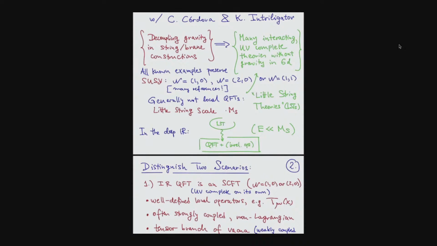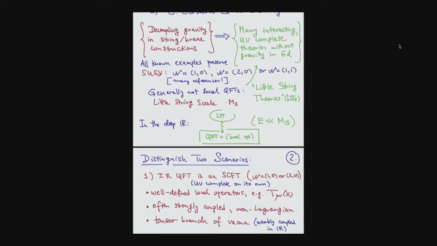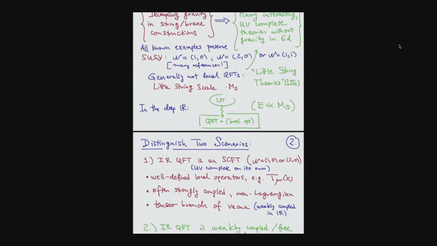Now, when you take such a decoupling limit, depending on how you take it, the non-gravitational theory you get is typically not a local quantum field theory. Instead, generically, what you land on is what's now called a little string theory. A little string theory is characterized by a mass scale, the little string mass scale M_string, and only in the deep IR below that mass scale does it flow to a conventional quantum field theory, or effective quantum field theory deformed by irrelevant operators.